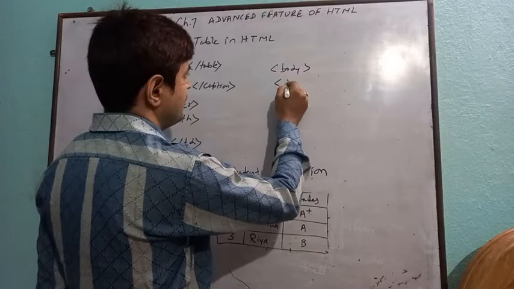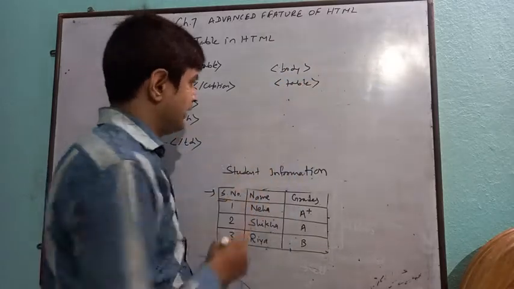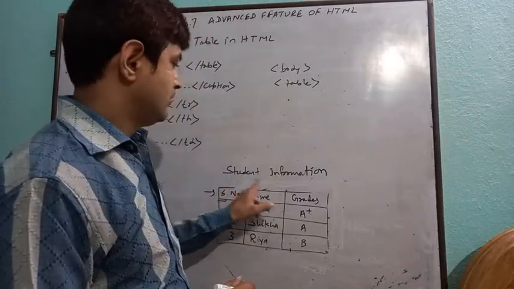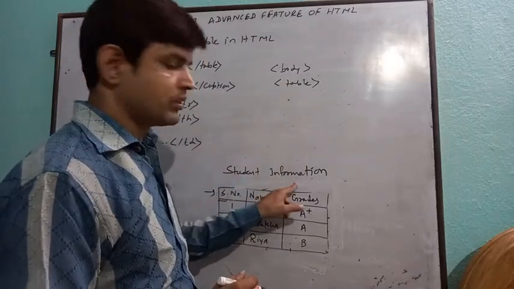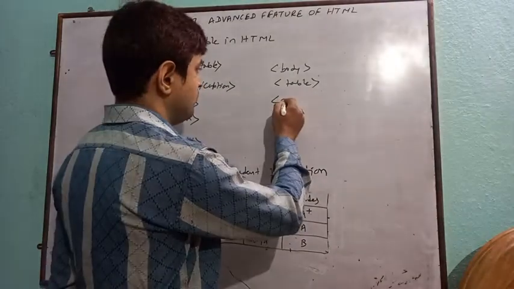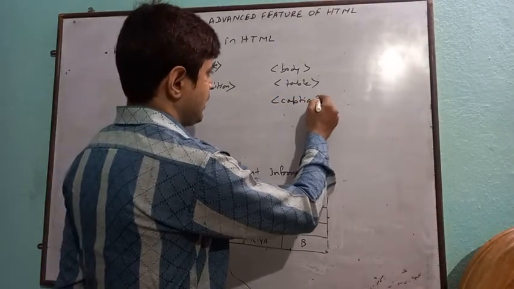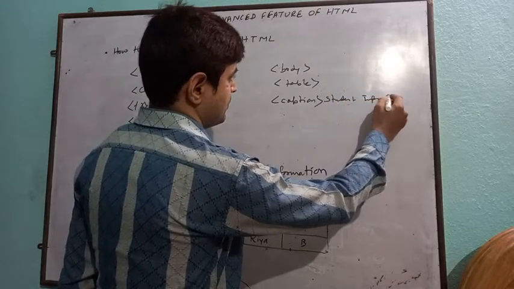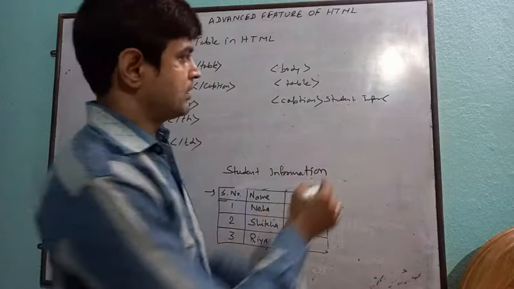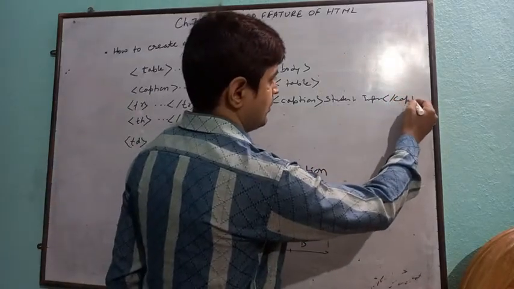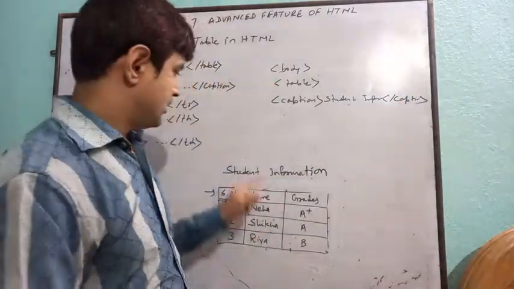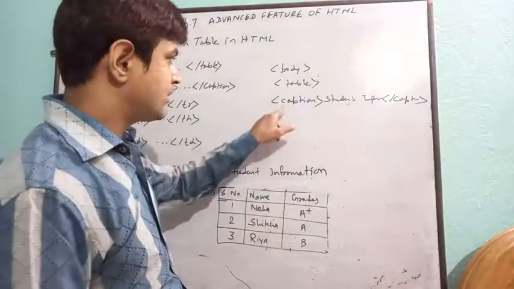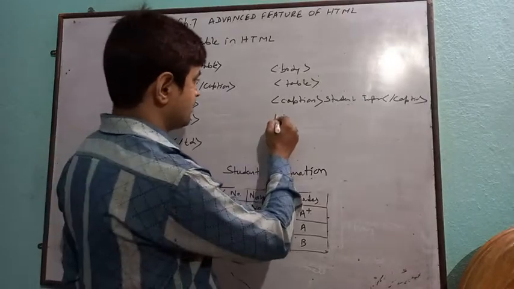Body start, table here, and next to table, first we have to write the code for the caption, the title of the table. So we will use caption, name, student information, whatever the name is, just define it, and close caption. And then now we need to enter the table heading, but next to caption, the row is to start.